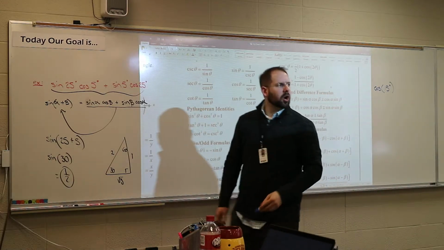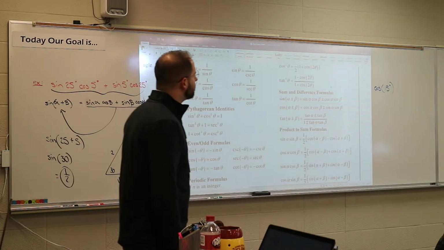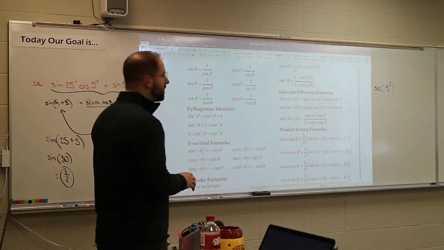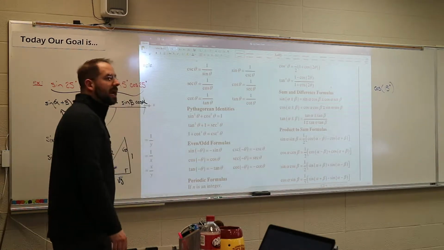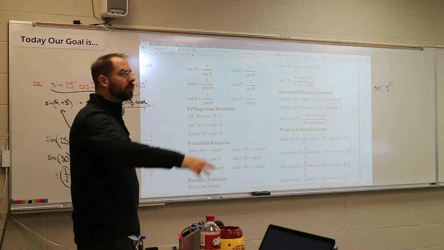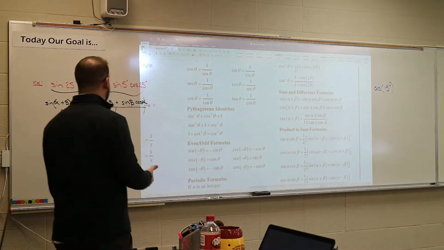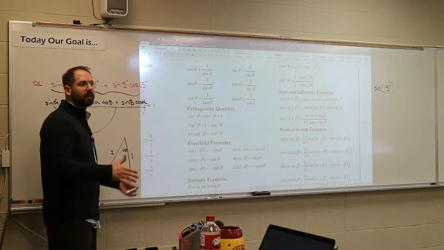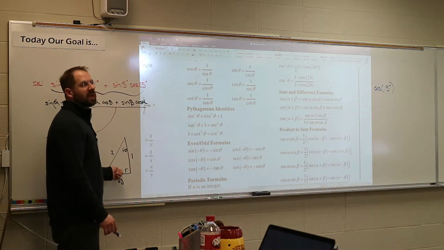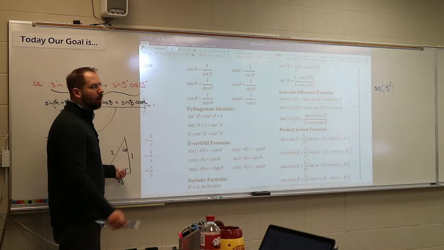All right, cosine of 15 degrees. Cosine of 15. Now, 15 is not one of my special triangles. It's not the 30, 60, 90. It's not the 45, 45, 90. So I can't just find a number, split it in half. It doesn't work that way. Some people think, well, I'm doing 15, just find the cosine of 30 and cut that answer in half. That's not how it works.